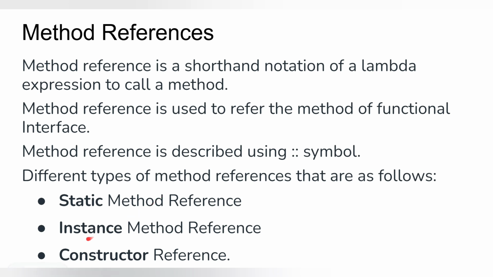In this video, we are going to learn about instance method reference. So we have already covered the topic of method reference and static method reference. Basically, method reference is used to refer to the method of a functional interface. And inside a functional interface, we have a single abstract method. So to refer to the method of a functional interface, we use method references.